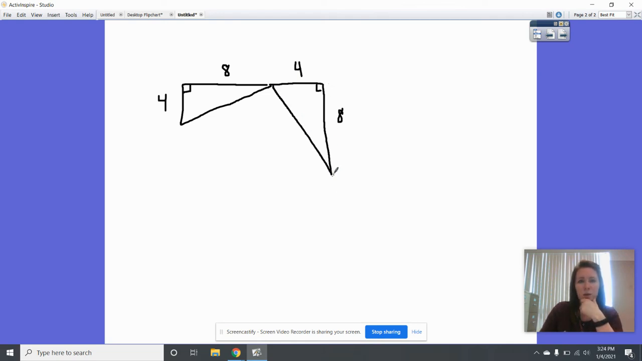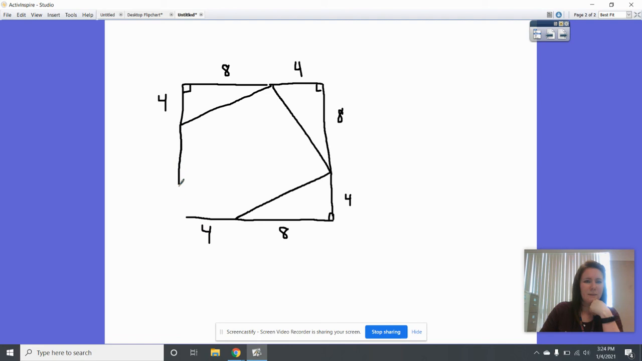Same thing here. I used an 8, so I've got to use a 4. Over here, 8. And boom. And I used an 8 here, so I've got to use a 4. And I've got to use an 8. And boom. This is now a square where this side is the square root of 80, this side is the square root of 80, and so on. These are all the square root of 80.